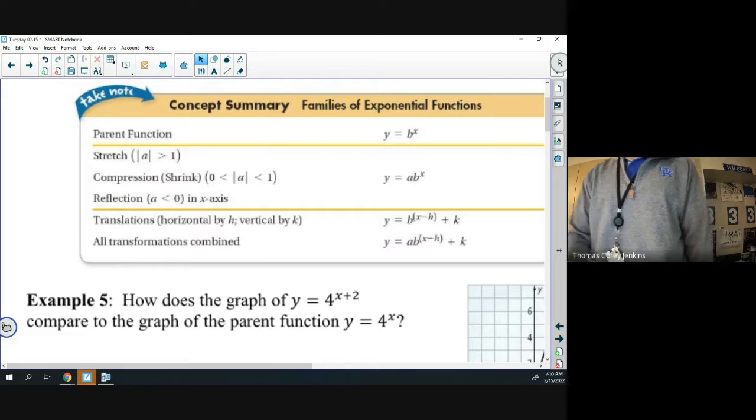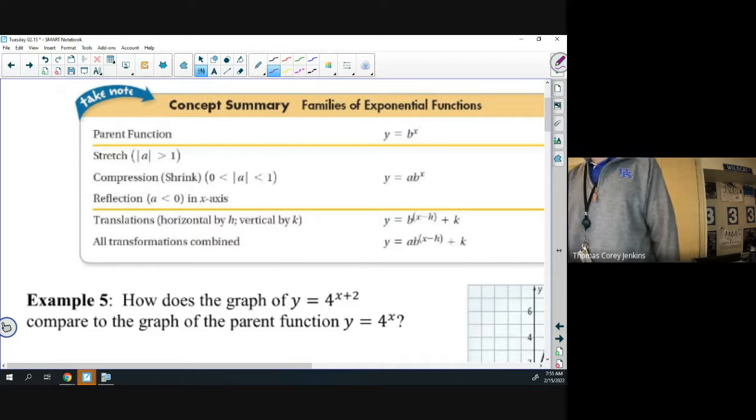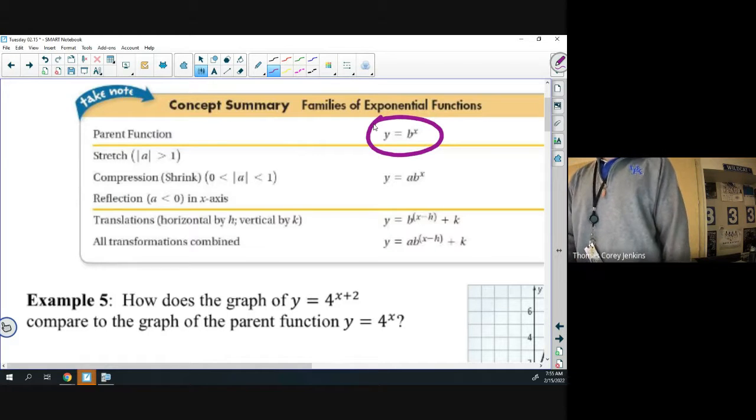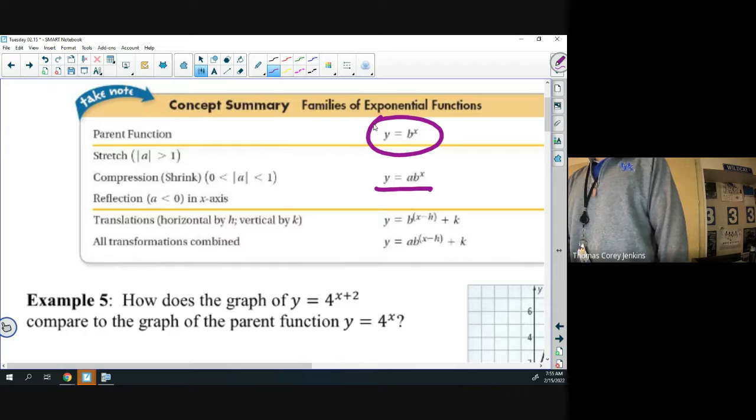So our parent function would be y equals b to the power of x. And then this is what we looked at yesterday: y equals a times b to the x. So a is a stretch or a compression, depending on the absolute value of a. If the absolute value of a is greater than 1, you have a stretch. If it's between 0 and 1, you have a compression.